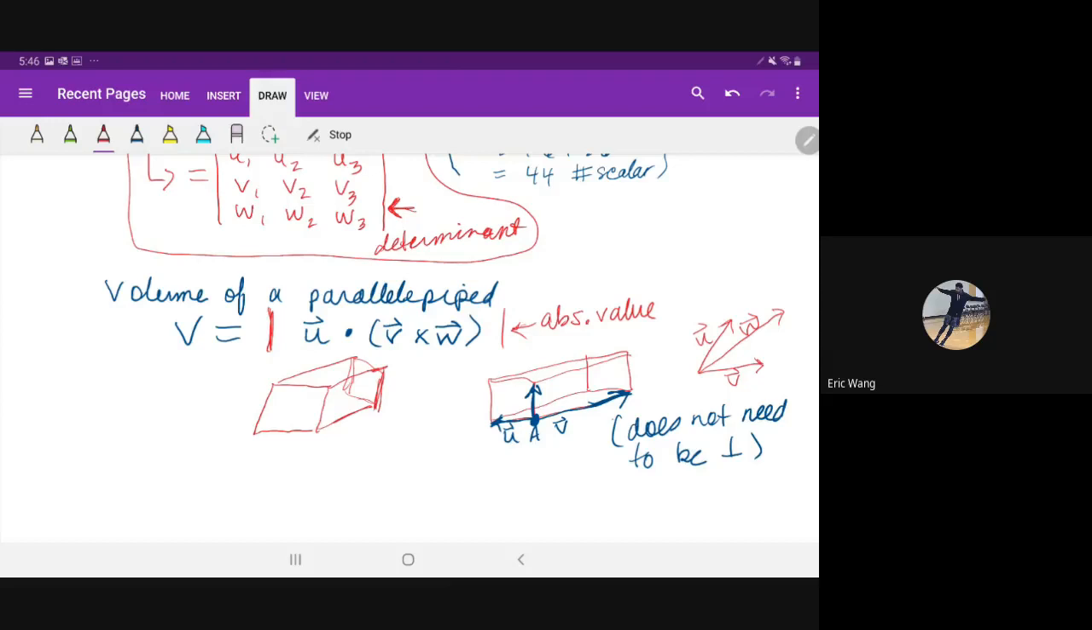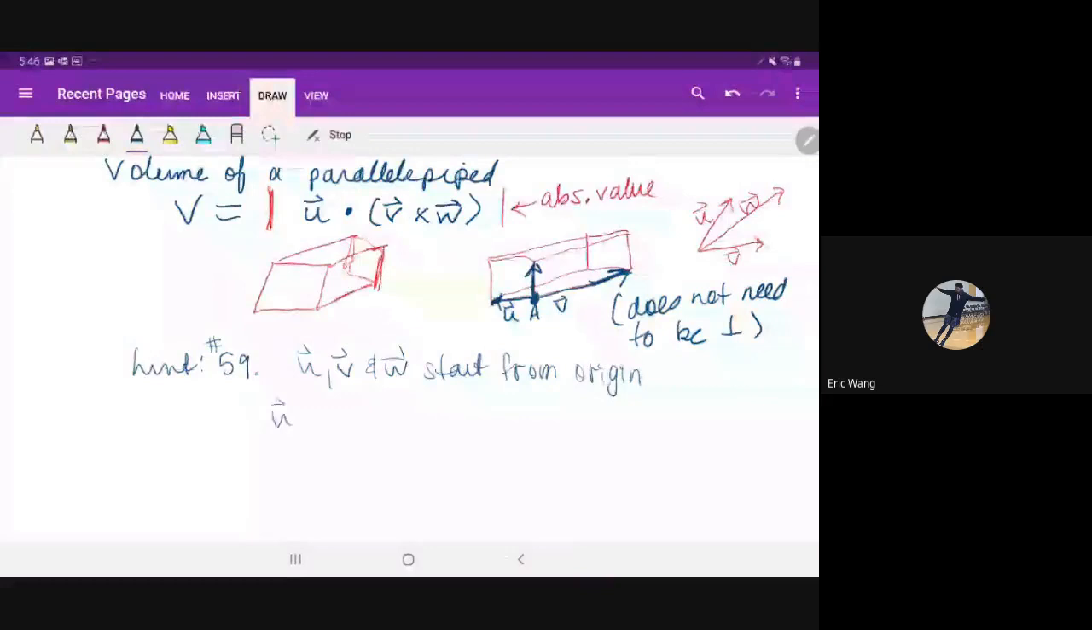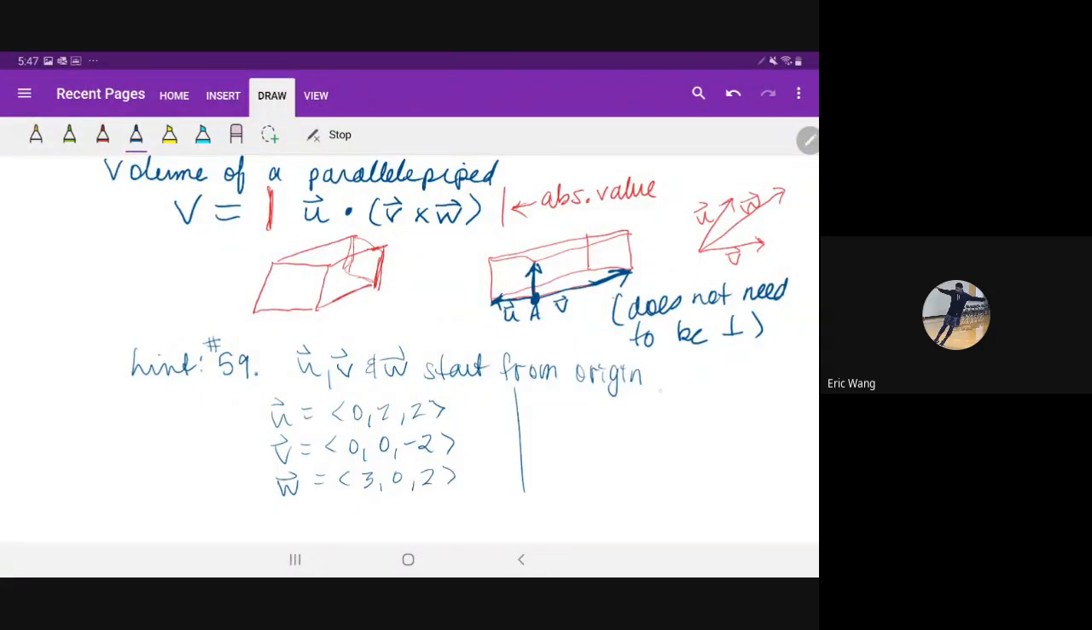There we go. So we'll put a hint. What did we just say on problem 59? The intersection, or we'll say UV. What did we figure out? U, V and W start from the origin, right? And that's how we figured out U was 0, 2, 2. We figured out V was 0, 0, -2, because I also want this as a PDF if possible. And W is 3, 0, 2. Okay, and then you guys already wrote that: 0, 2, 2, 0, 0, -2, 3, 0, 2.